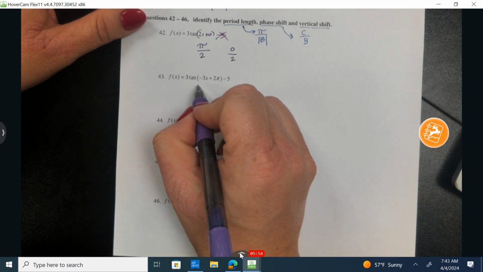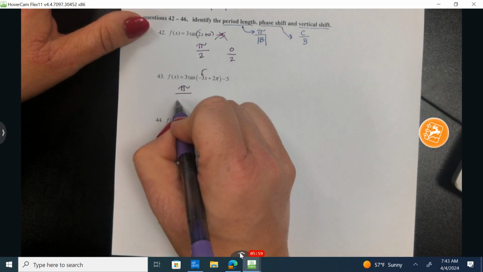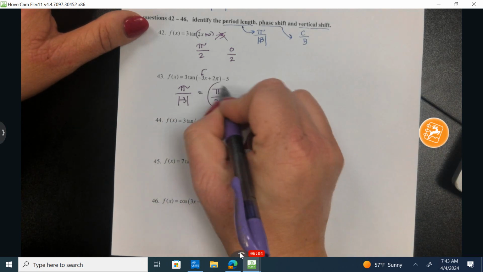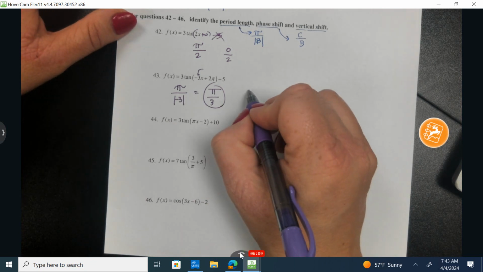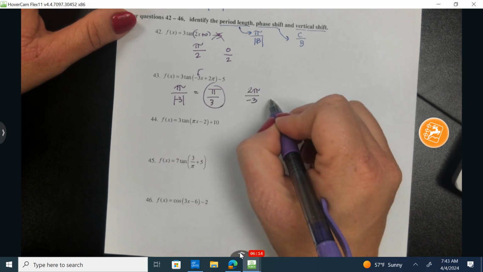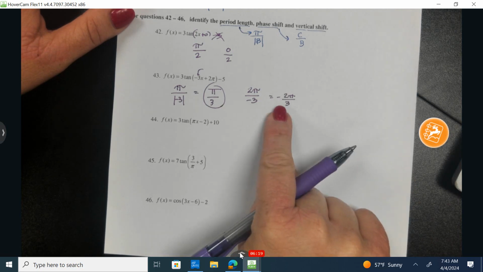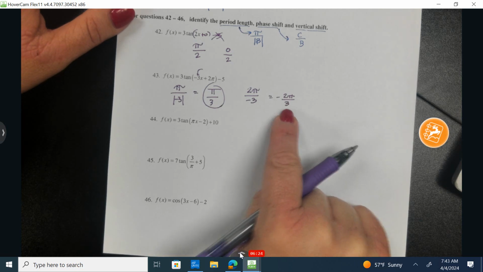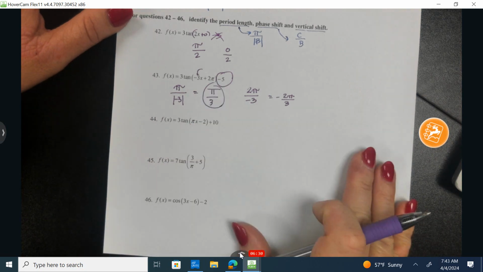Let's start right now with looking at what is the length of the period. So I'm going to take pi divided by the coefficient of the x, absolute value of -3. So I have a distance of pi over 3. This is going to be the period length for number 43. What is the phase shift? I'm going to take 2 pi and divide it by -3. So when I simplify that, I would have a -2 pi over 3. Now because it's negative, instead of going to the left, we're going to say shift to the right a distance of 2 pi over 3. And we have this value in back that is separated by addition or subtraction. We're going to shift down 5 for the vertical shift.